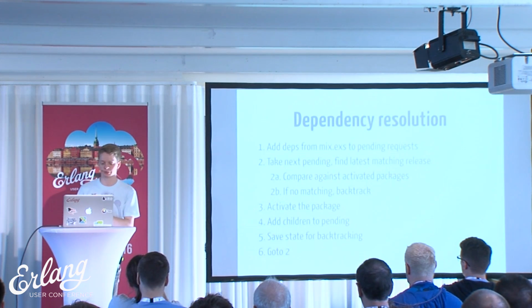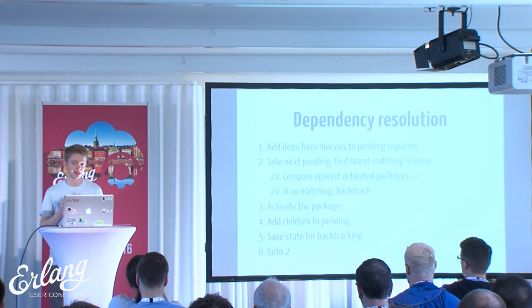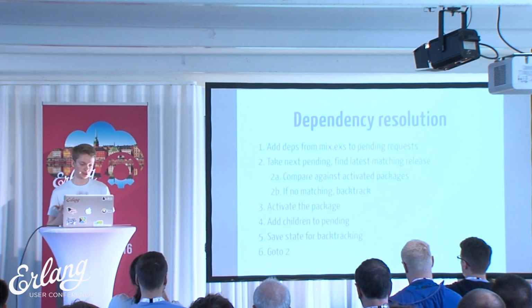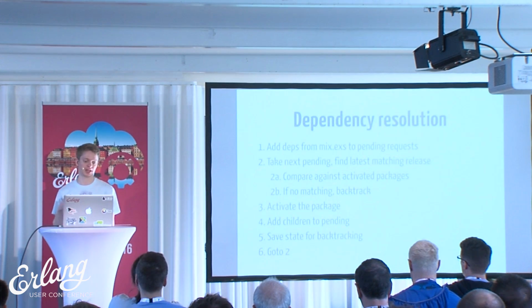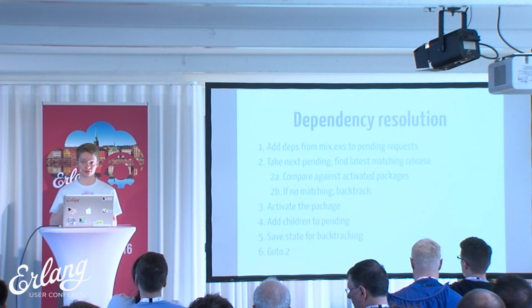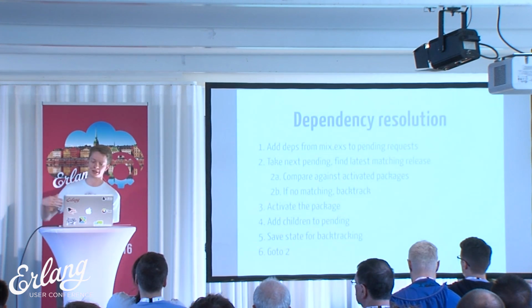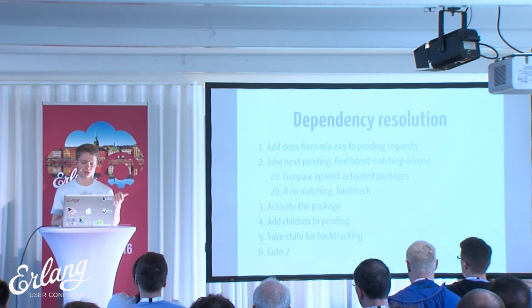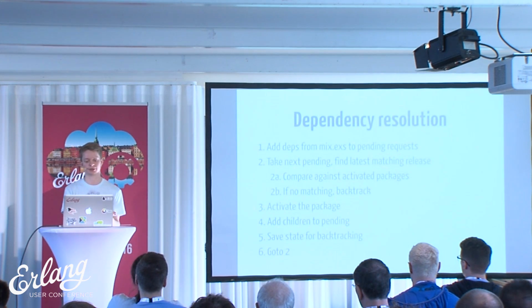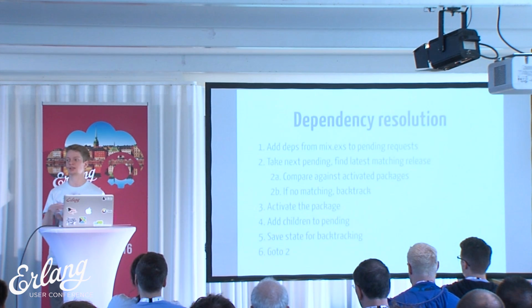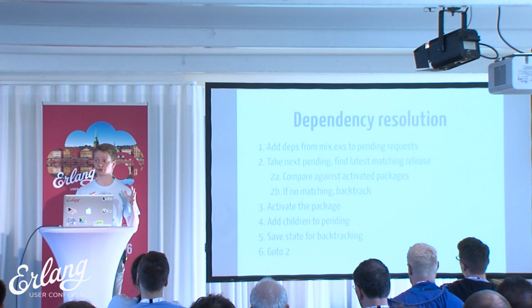If we find a matching version, we can actually activate that package and try to use it. We add the children of that package to the list of pending requests so that we're going to process them later. And as I said, we save the state at this point for later backtracking. And when we no longer have any pending requests, we're going to see this as the list of packages and versions to use.